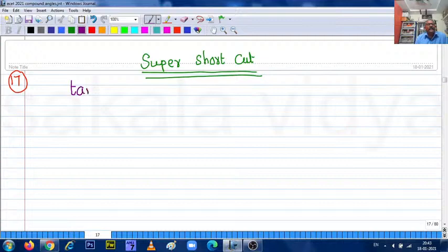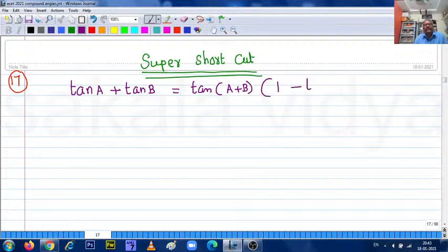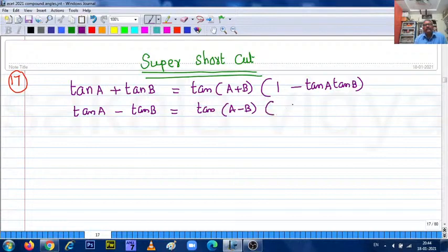Whenever tan A plus tan B is there, simply you substitute like this: tan of A plus B into 1 minus tan A tan B. Write down, that's all. Within fraction of seconds the problem can be solved. Whereas tan A minus tan B is there, you write down in a very simple manner: tan of A minus B into 1 plus tan A tan B.